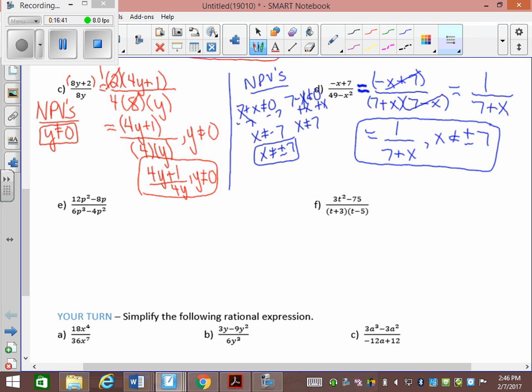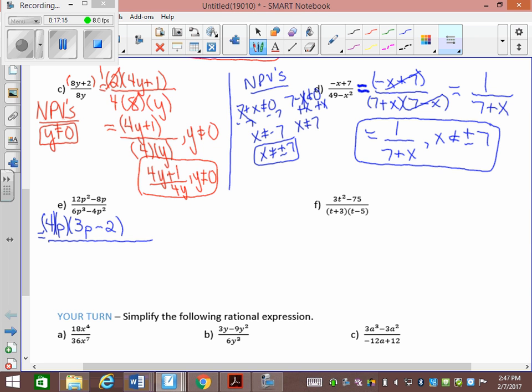E. I asked myself, can I take anything out of the numerator? What can I take out of the numerator, Ryan? A 4p. So if I take out a 4p, I'm left with 12p squared divided by 4p. I'm left with 3p minus 2, because 8p divided by 4p is 2. Now this 4 and p, are they attached to each other? No. So we can put them in their own brackets. And in the denominator, 6p cubed minus 4p squared.